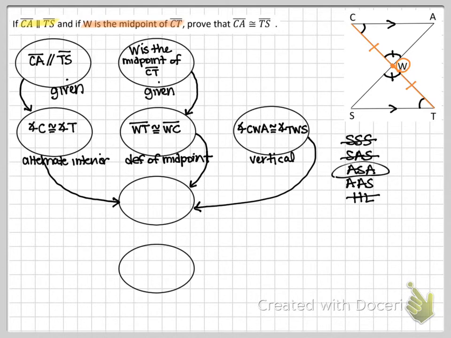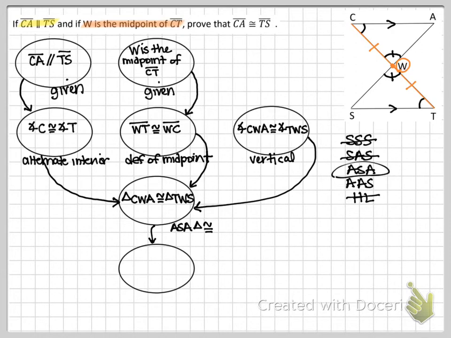All right, so inside this, I'm going to write my triangles. Now, I was super careful about how I named my vertical angle, so I'm just going to use the same order. Triangle CWA is congruent to triangle TWS. My reason? Oh, angle, side, angle. Triangle congruence. Looks like I lost my arrow here. All right, let's move that arrow down. All right, so now go back.